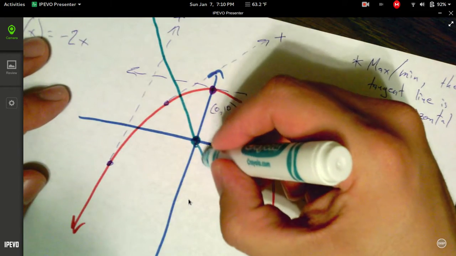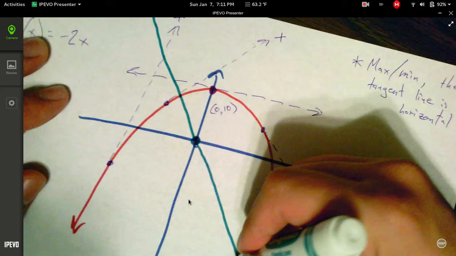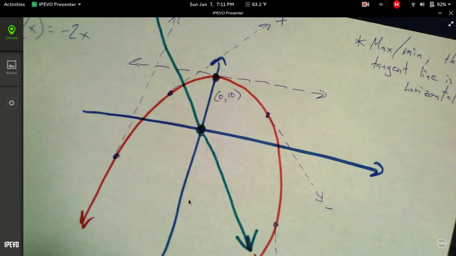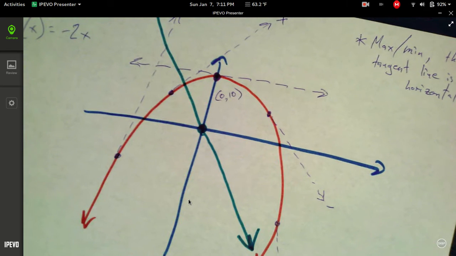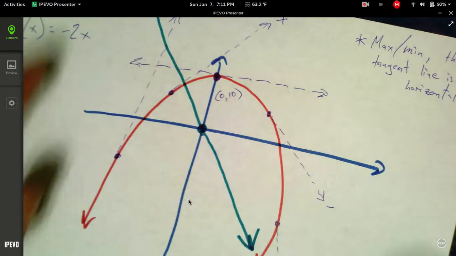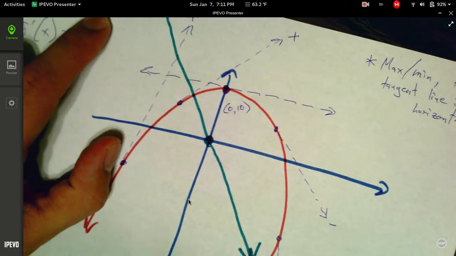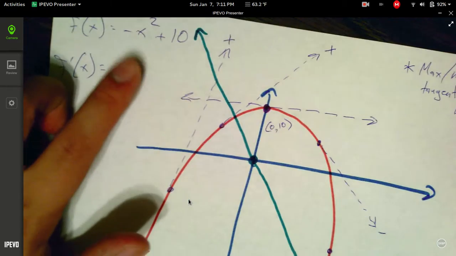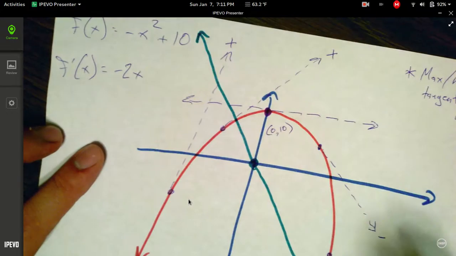So we end up with a line that looks like this, and this would be the graph of our derivative for this function. And you will notice here that we have negative x squared plus 10, so the red line is a quadratic, and our derivative was linear. It only crosses the x-axis at one point.